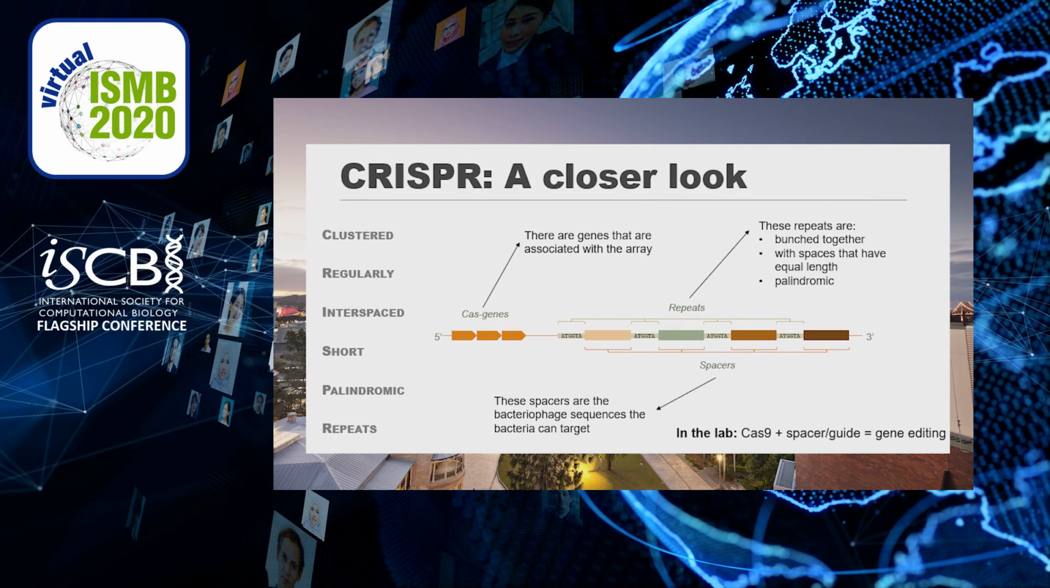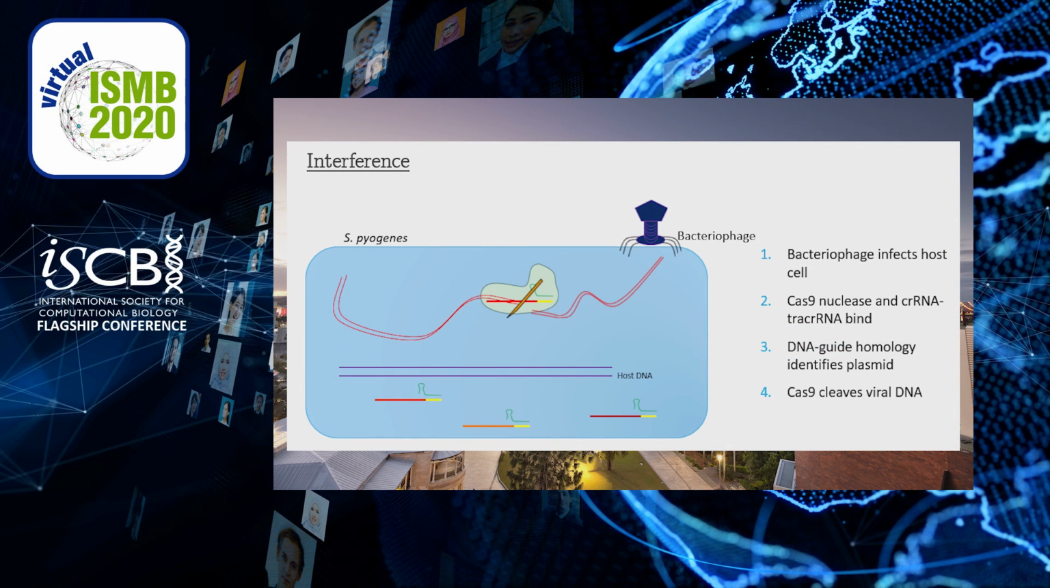CRISPR-Cas9 is the gene editing tool that has revolutionized a geneticist's toolbox. CRISPR is a genomic region and is essentially a memory bank of past viral infection. It contains snippets of viral DNA, which are each separated by the same short and palindromic sequence. Alongside this, a very interesting set of CRISPR-associated genes, or Cas genes, can be found.